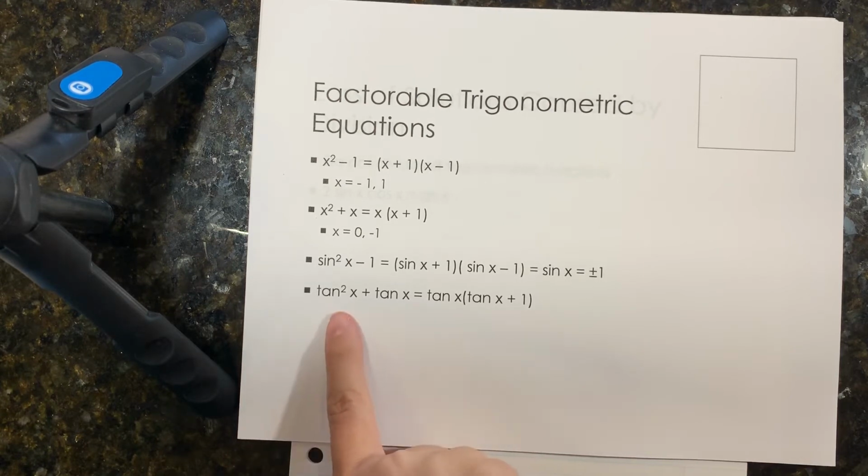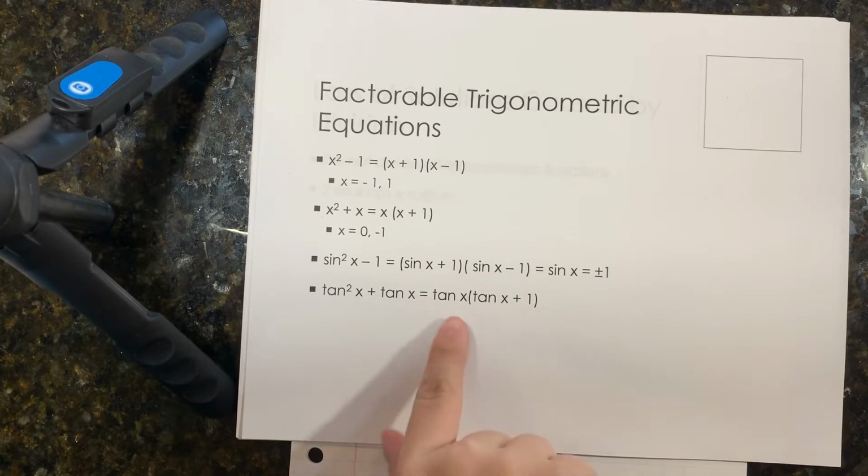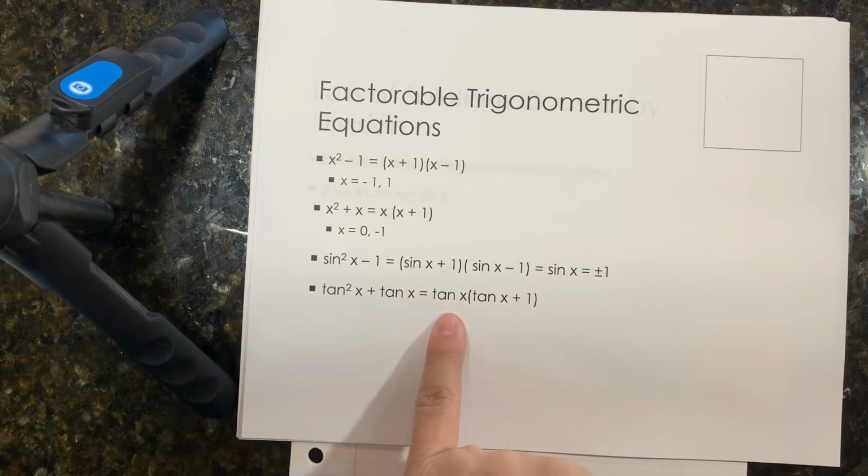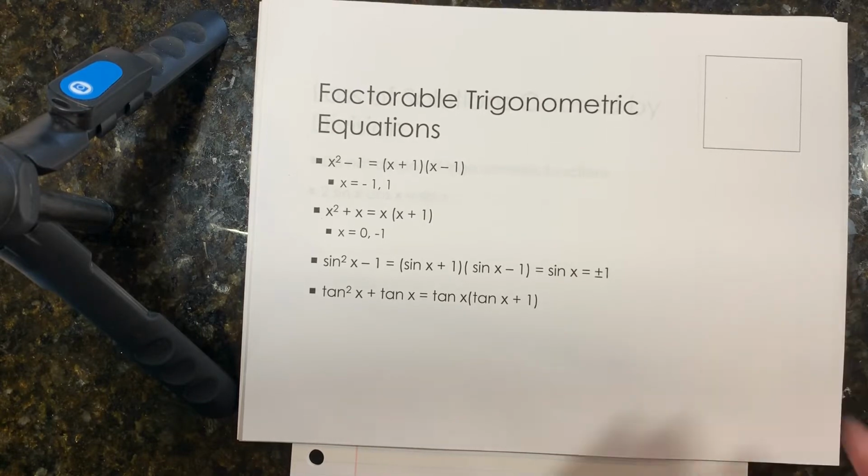For this next one, I have tangent squared x plus tangent x. Now to solve for this one, you would see that there's a tangent in both of these terms. So I would factor a tangent out. And then you would set each of them equal to 0 to solve. Okay, so that's factorable trig equations.